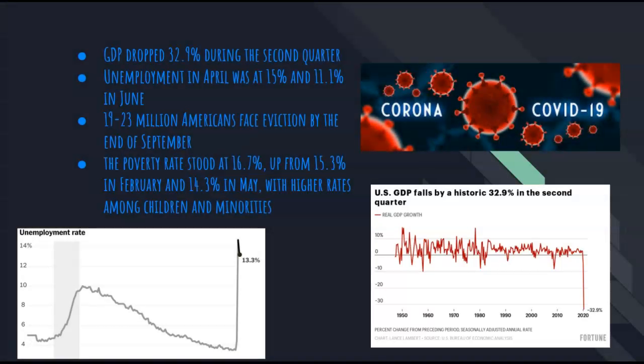The GDP dropped by 32.9% during the second quarter. Unemployment in April was at 15% and 11.1% in June. 19 to 23 million Americans faced eviction by the end of September, and the poverty rate stood at 16.7%, up from 15.3% in February and 14.3% in May, with higher rates among children and minorities.